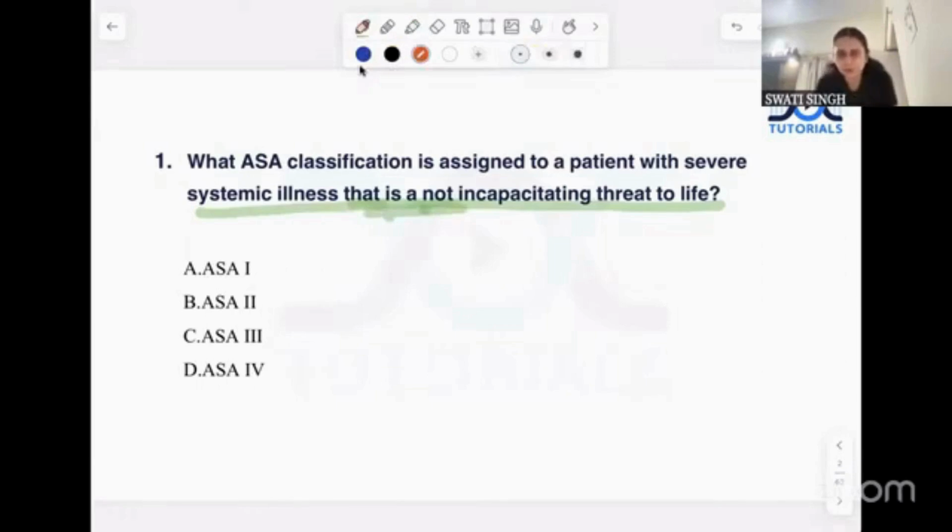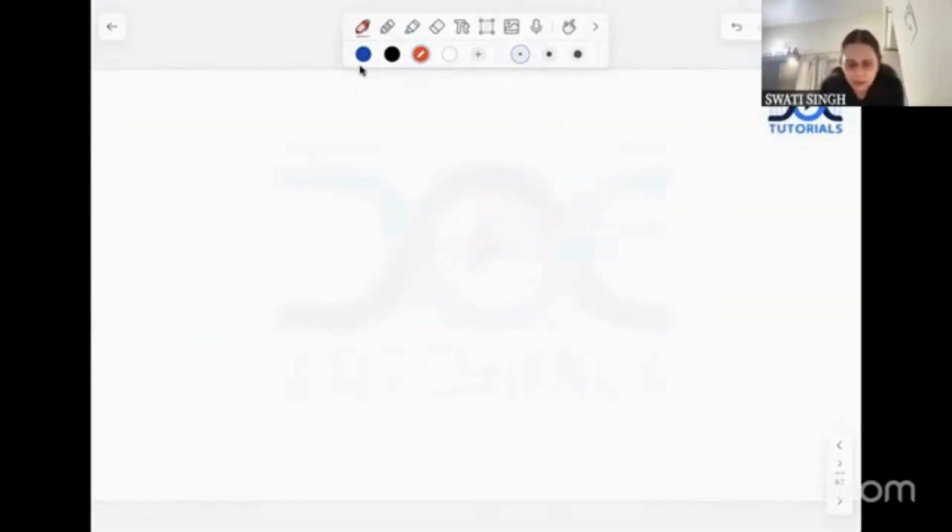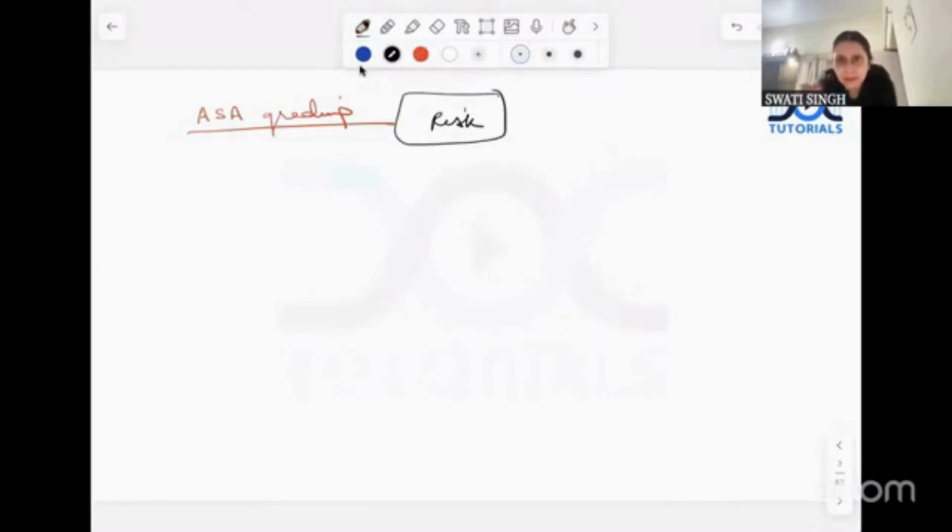I know most of you must have got the right answer because I have discussed it so many times in most of my question answer sections. So let us talk a little bit about ASA grading. What is this ASA grading? ASA stands for American Society of Anesthesiologists Grading, and this tells us about the risk associated with surgery.